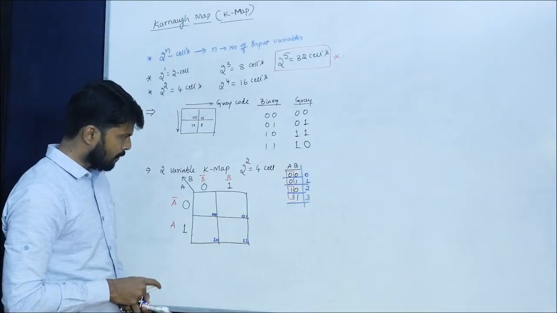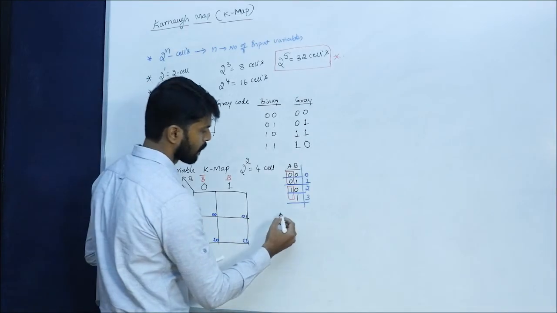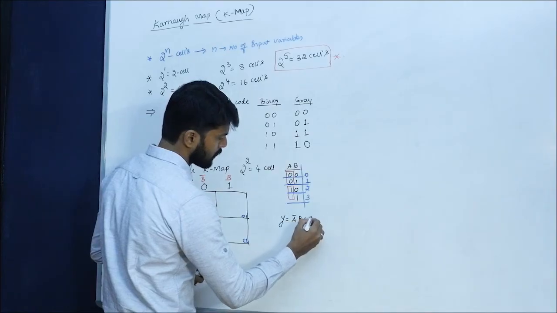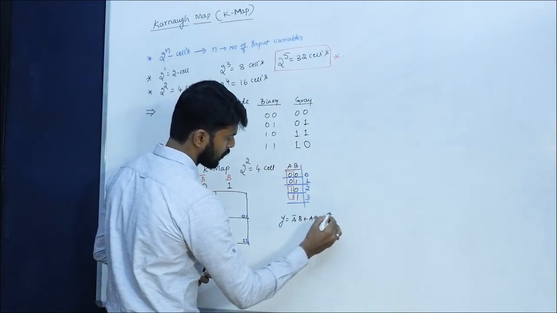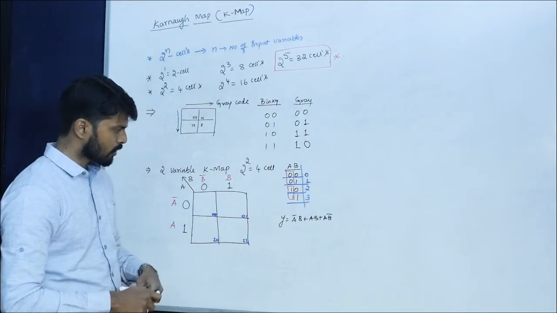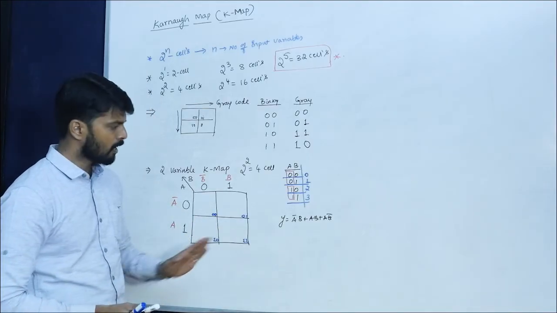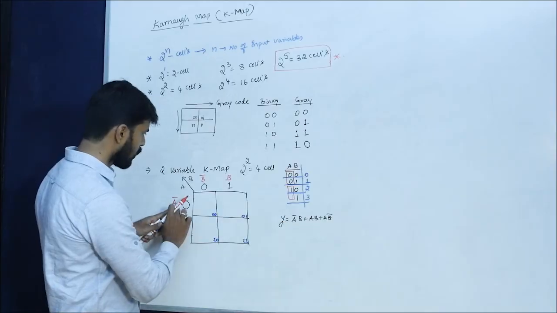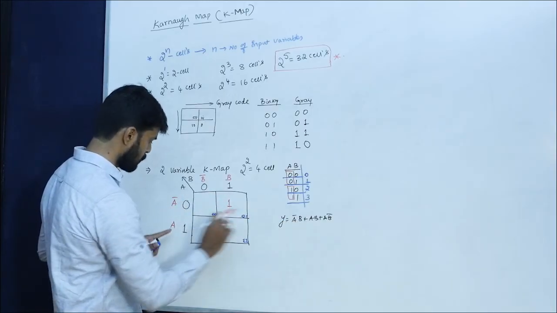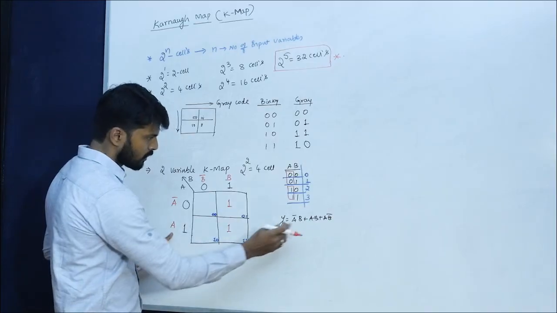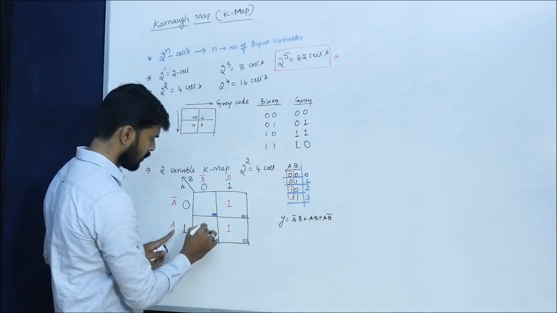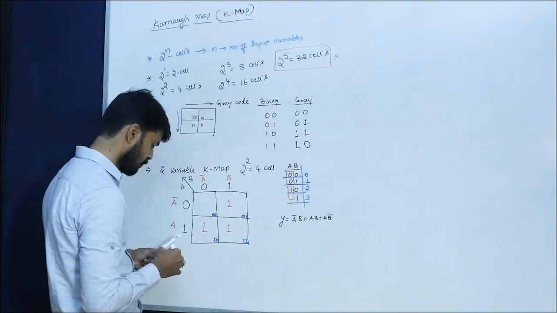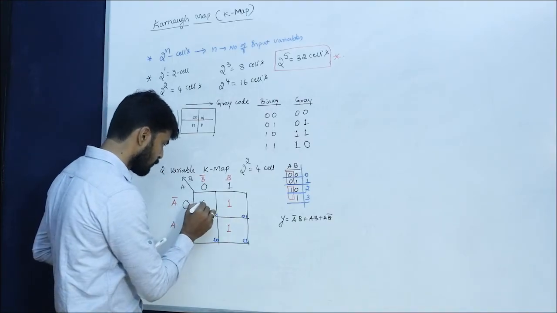For example, sometimes we may get an equation like this: y is equal to A bar B plus AB plus A bar B bar. So how do we map this equation into this K-map and simplify it? See, A bar B I want, here I am getting 1. The next is AB, A is there, B is there, here I will place 1. The next one is A bar B bar, here I am getting 1. And wherever we don't have a term, there I am placing 0.